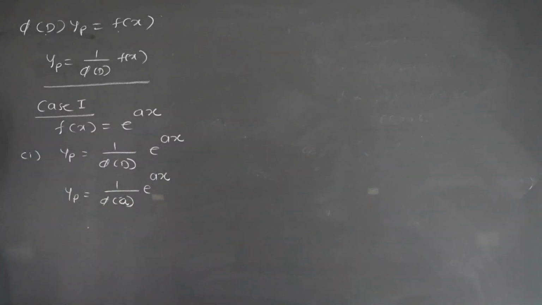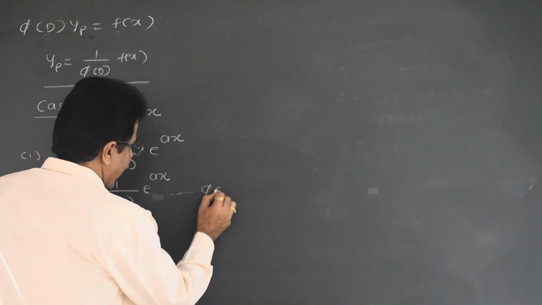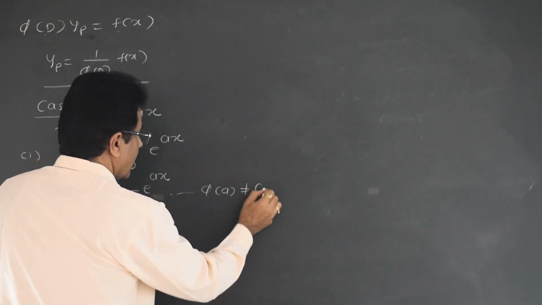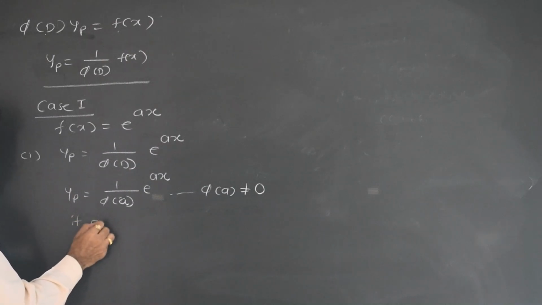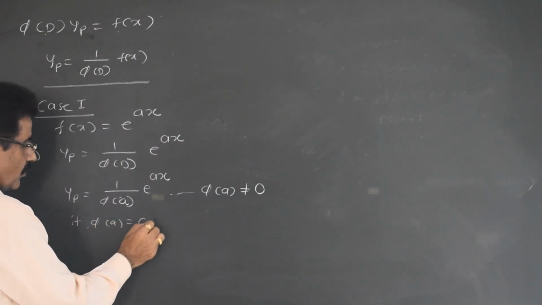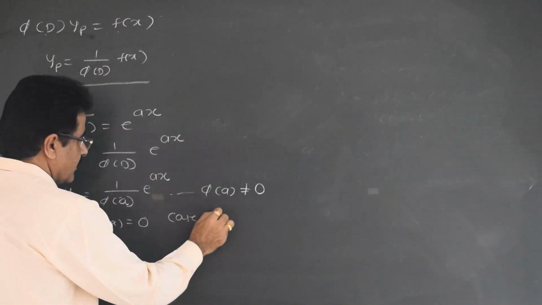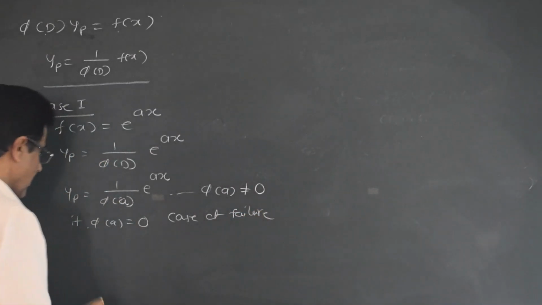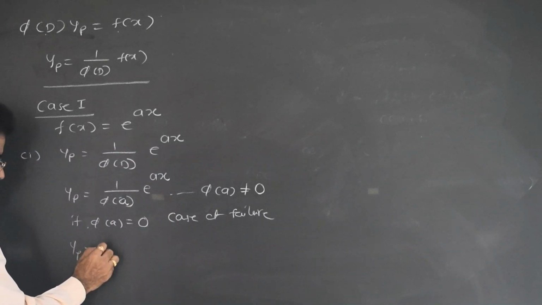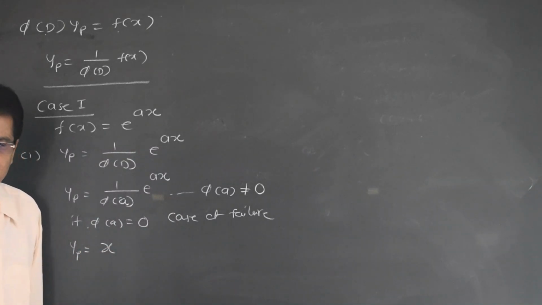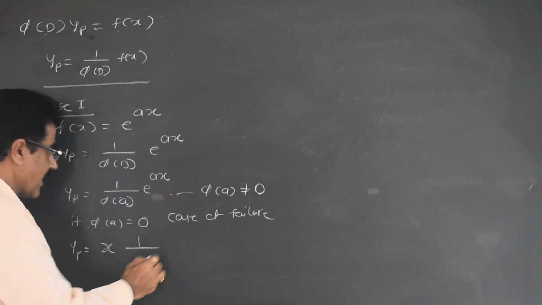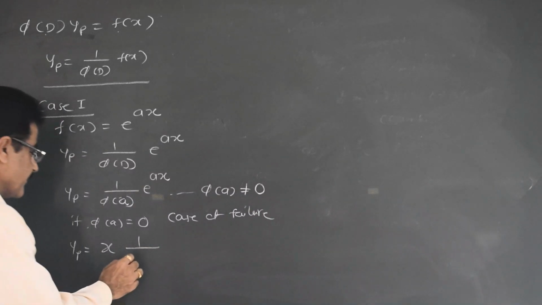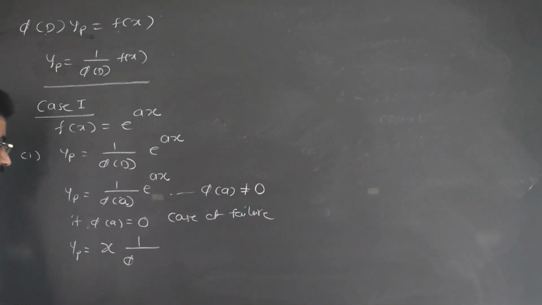But remember, since phi d is in the denominator, whenever we replace d by a, phi a should not be equal to 0. Now if phi a is equal to 0, then it is called a case of failure. And in this case of failure, what do we have to do? Let us see that. We have to write down x there, and then we take the derivative of phi d, and then we replace d by a.